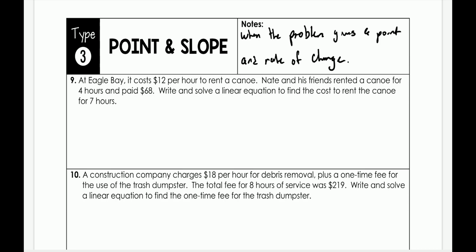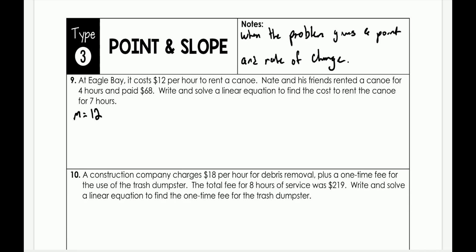Now let's read through number 9 to see if we can get an idea of what I mean by that. So at Eagle Bay, it costs $12 per hour to rent a canoe. Nate and his friends rented a canoe for 4 hours and paid $68. Write and solve a linear equation to find the cost to rent the canoe for 7 hours. Okay? So the first thing we have to do is determine what the point would be and what the slope would be, or in other words, the rate of change. So of course, the rate of change is whatever they paid per hour. So in this case, it's going to be $12 per hour.